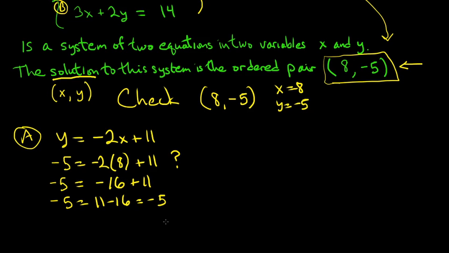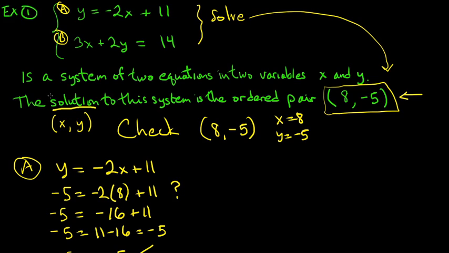So what we end up with is the equation -5 equals -5, which of course is true. -5 is the same number as -5. So equation A is correct. What about equation B? Because you have to check both.